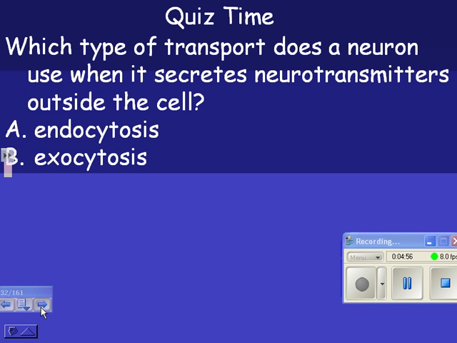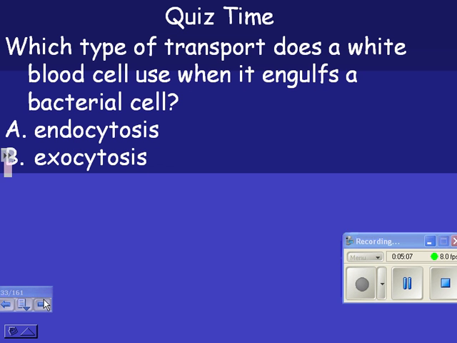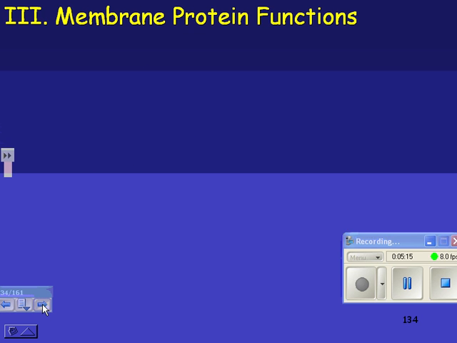Quiz time. Which type of transport does a neuron use when it secretes neurotransmitters outside the cell? So to send stuff out or to exit, it would be exocytosis. Which type of transport does a white blood cell use when it engulfs a bacterial cell? Well, it's taking the bacteria in, so that's endocytosis. Membrane protein functions. I think I'm going to pause here.